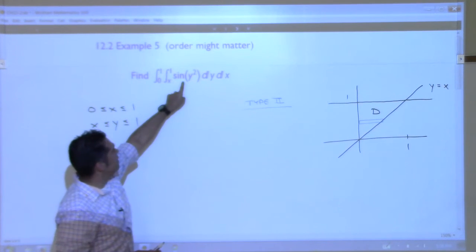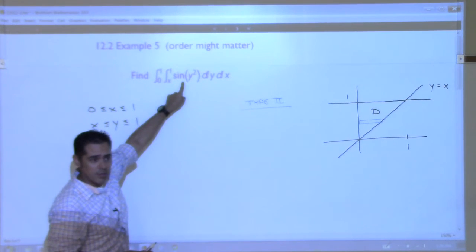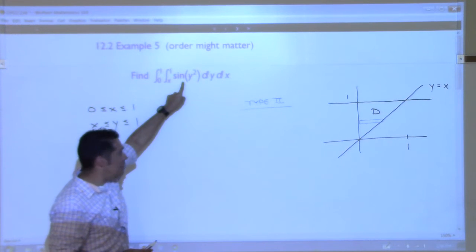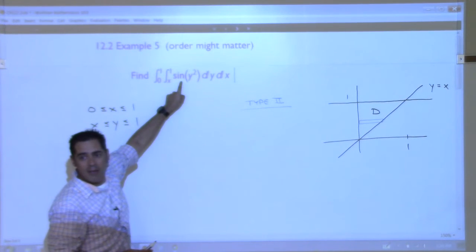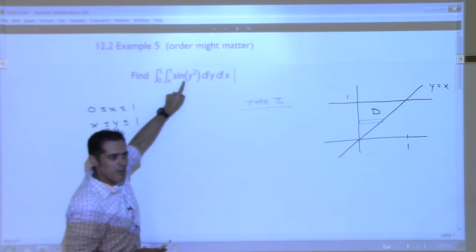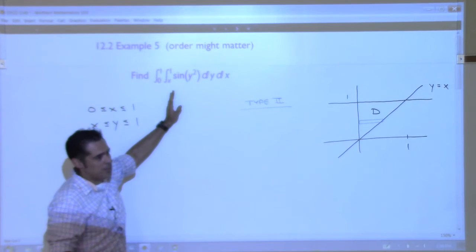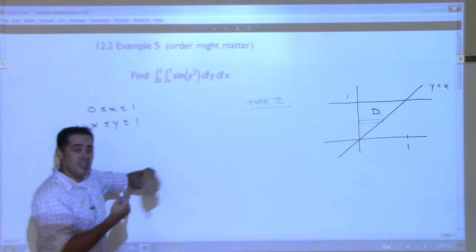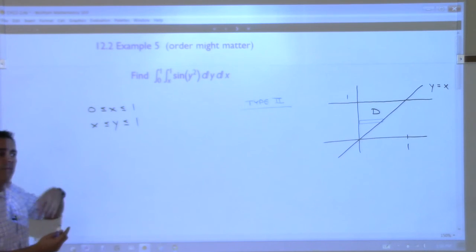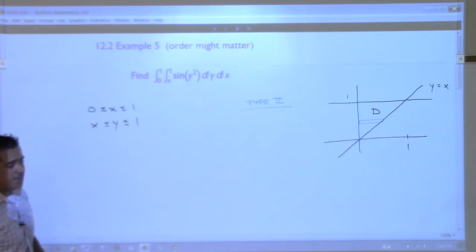Which means I'd integrate this with respect to x first, which I don't mind doing because this would then be a constant, wouldn't it? And then I wouldn't have to integrate sine of y squared with respect to y. Does that make sense? So maybe by changing the order of integration, I'm going to be able to get the integral. We still have to see.